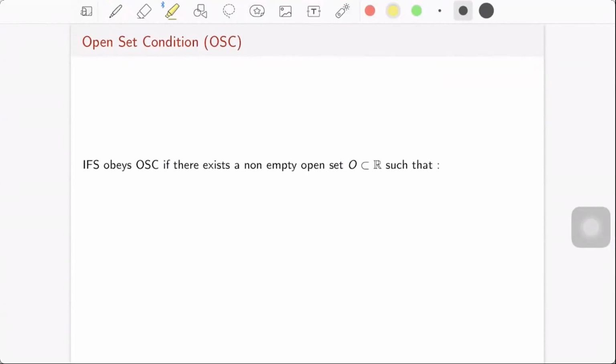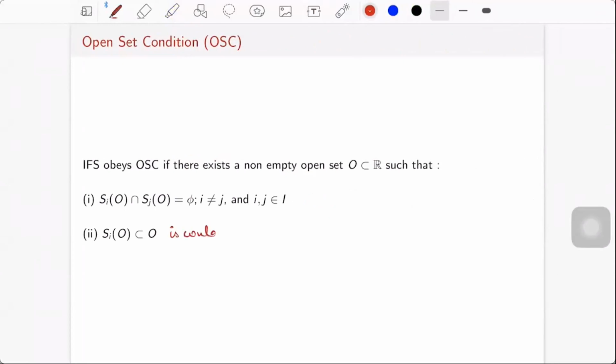So this was the most celebrated condition that ensured that there is not too much overlap. This condition is fulfilled if there is an open set O in R such that the S_i of O are disjoint and they are contained in O. It looks very appealing and simple, but it is not easy to check, except for some very simple examples. For this reason, a variety of equivalent conditions have been developed.